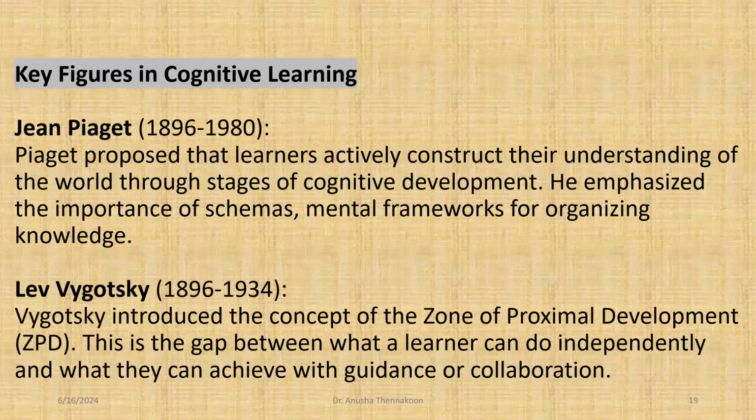Okay, so just take a small child. There are certain things that this child can do individually. But just imagine parents and teachers are supporting him. Then he can do something bigger than earlier. So there is a gap between what a student can do individually and what a student can do with the support of the teacher or parents. That gap is called zone of proximal development.